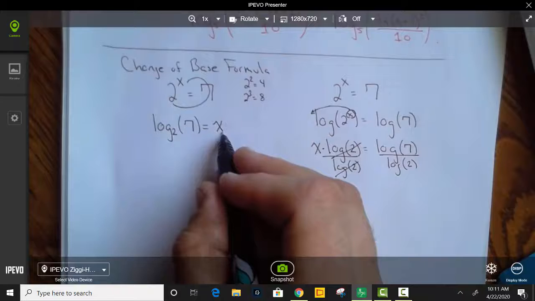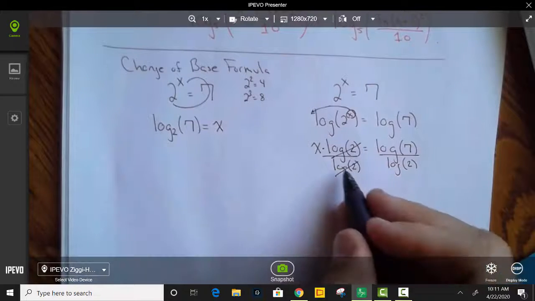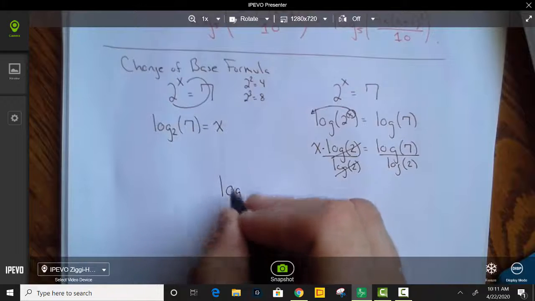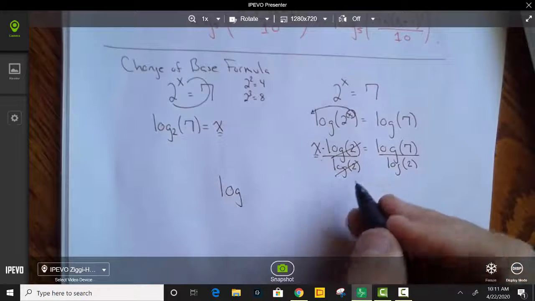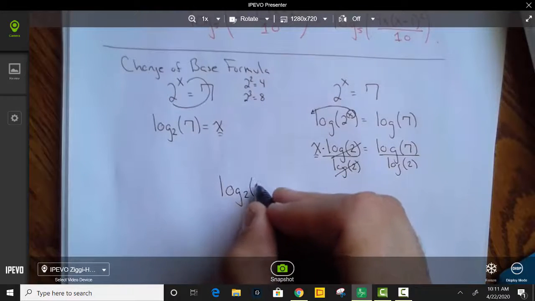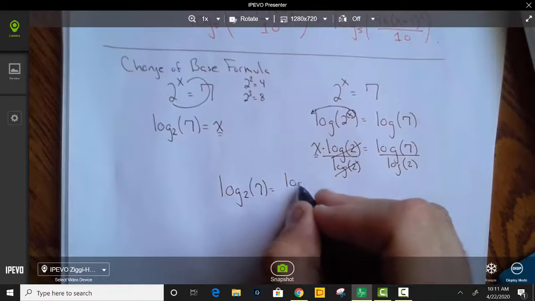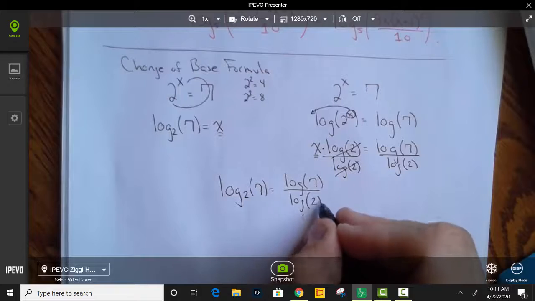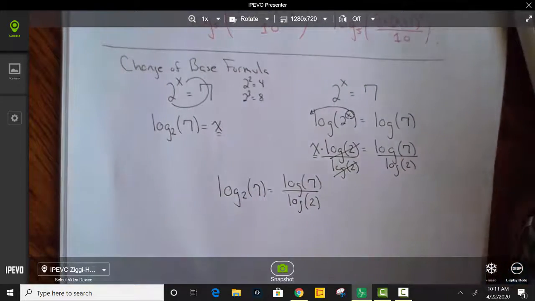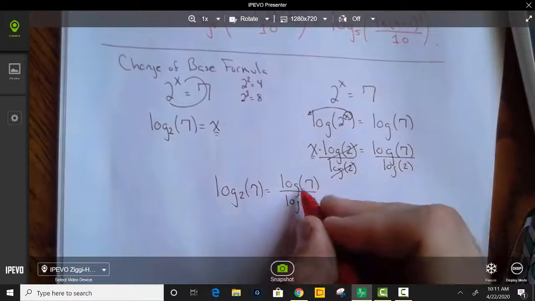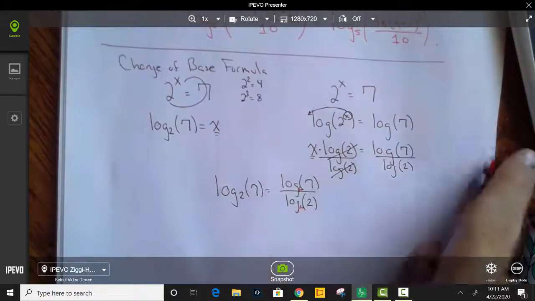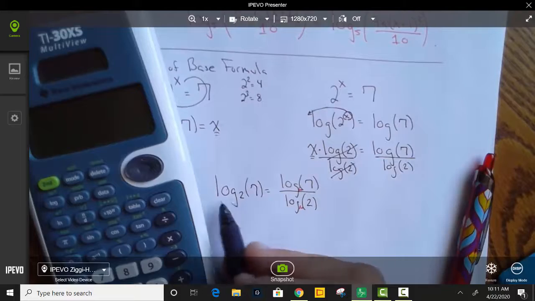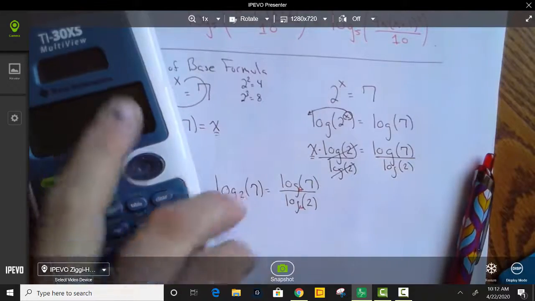Notice here, we have x is equal to log base 2 of 7, and x is log 7 divided by log 2. So since x is equal to both of those, log base 2 of 7 has to equal log of 7 divided by log of 2. Now the kicker here is realizing that here the logarithm is a base 10.